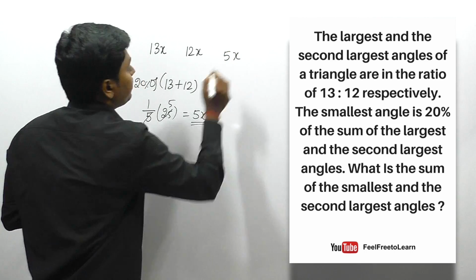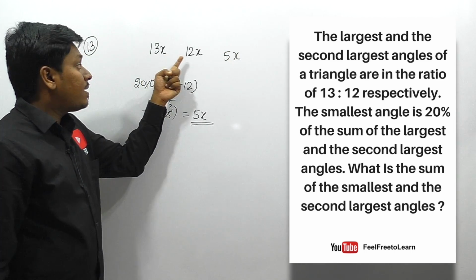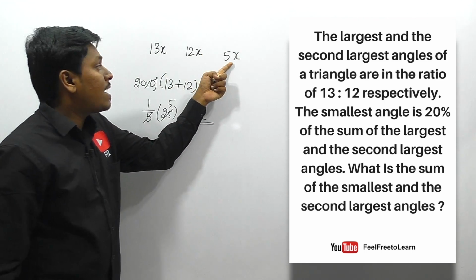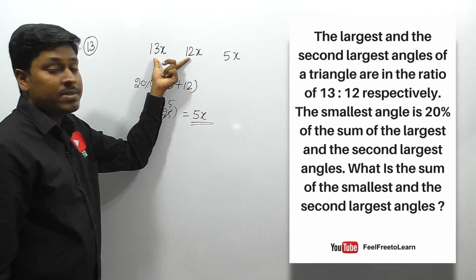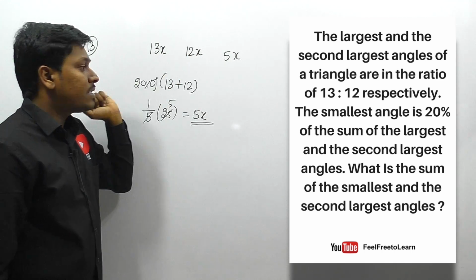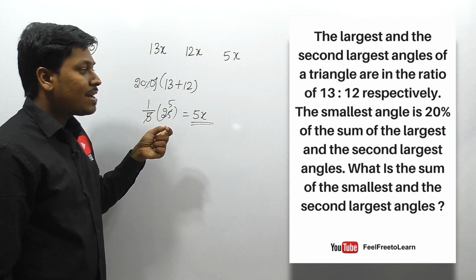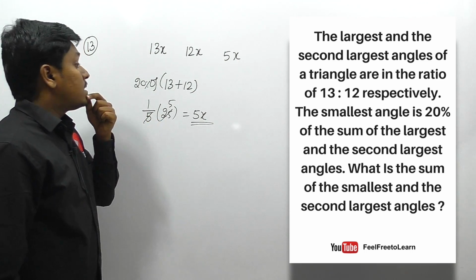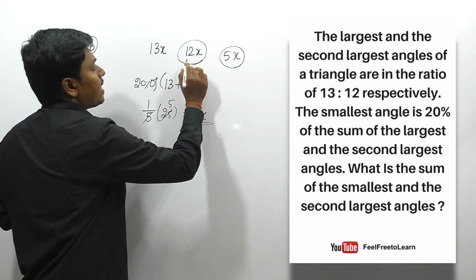So friends, listen carefully. The largest angle will be 13x, the second largest will be 12x, and the smallest angle of the triangle will be 5x, right? So this 5x is 20% of the sum of the remaining angles. The data is given in the question itself. Our target is to find the sum of the smallest and the second largest angle.